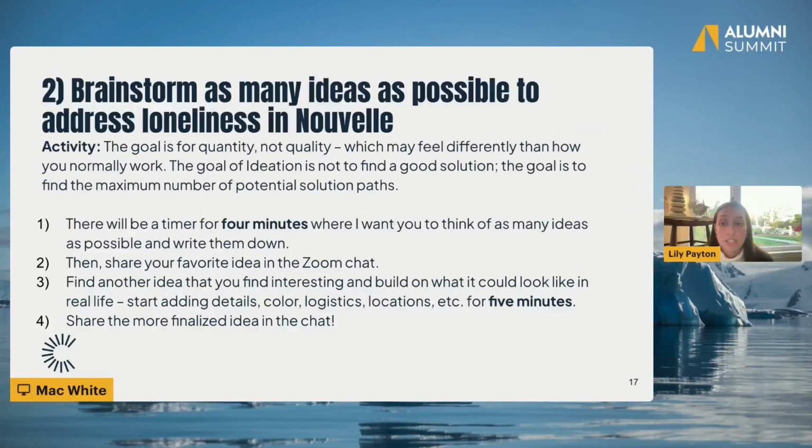So now we're moving on to our second activity of thinking of creative ideas to address loneliness in Nouvelle. This is the first step of doing, again, quantity, not quality. We want to find the maximum number of potential solution paths. So I'm actually going to set a timer again in a moment for 3 minutes to write down or type up as many ideas as possible to address loneliness in Nouvelle. So some of y'all already mentioned some of the things. We can do markets. We can have small boat community center meetups. But I want you to write as many as possible. I'm looking for like 20 or so. They don't have to be fully fleshed out because we'll do that after.